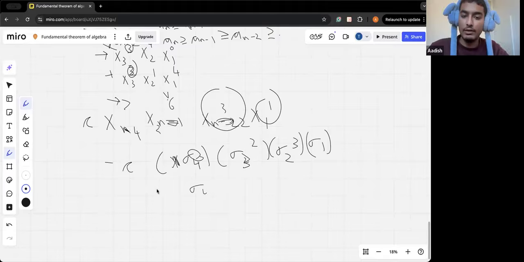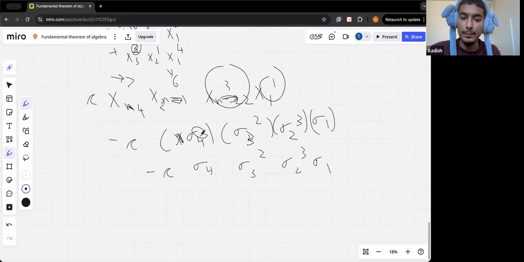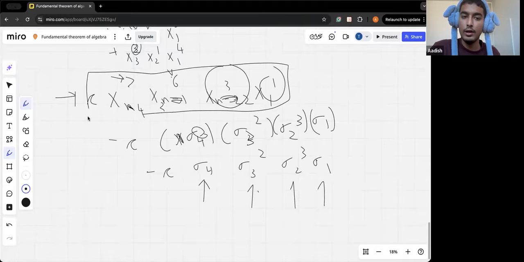And the thing you need to verify is that this doesn't introduce any terms which have a higher degree. The reason the notion we have defined is good is because if you add terms of large degrees, you get terms of large degrees. This is a nice order. The point is the highest degree term in sigma 4 times the highest degree term in sigma 3 squared times the highest degree term in sigma 2 cubed times the highest degree term in sigma 1 is this term, right? So any other term that you get must be of a lower degree than this term.